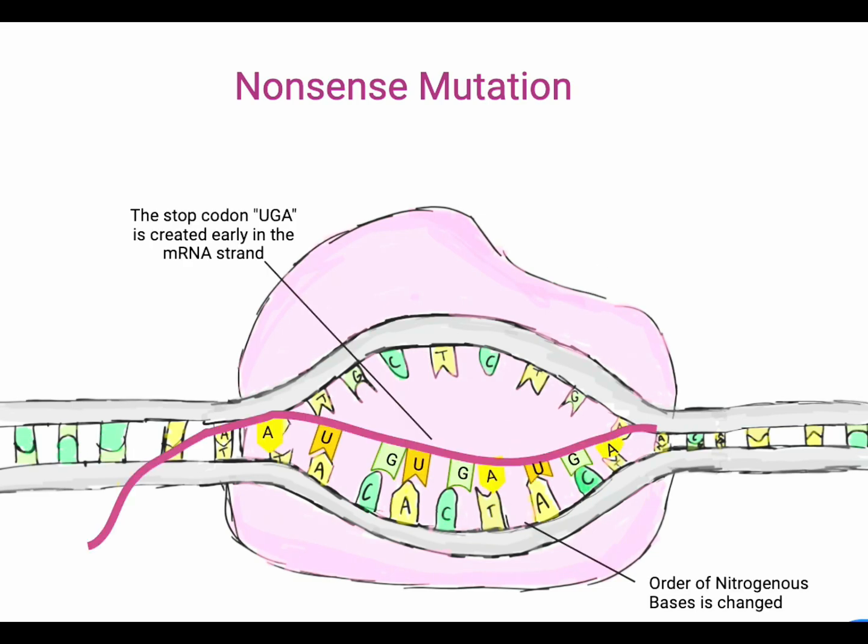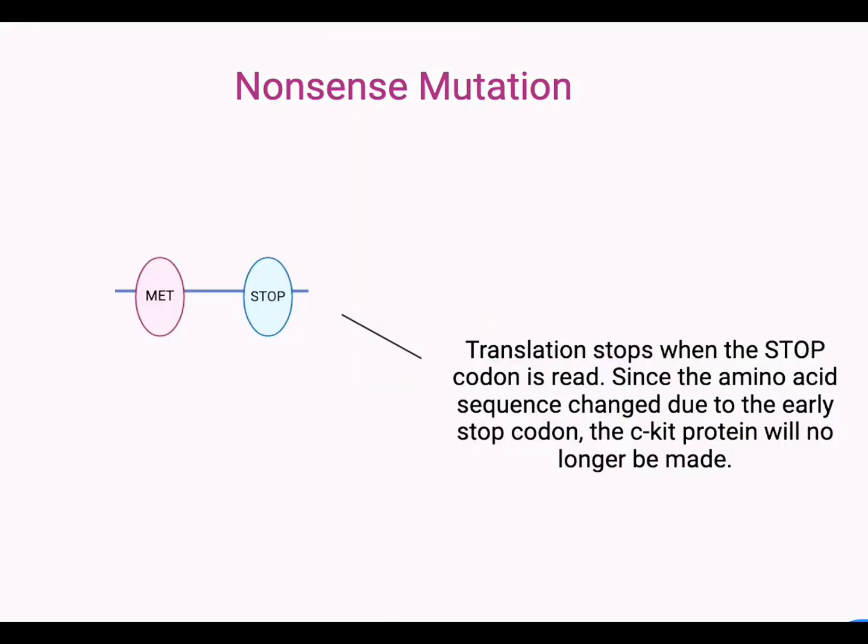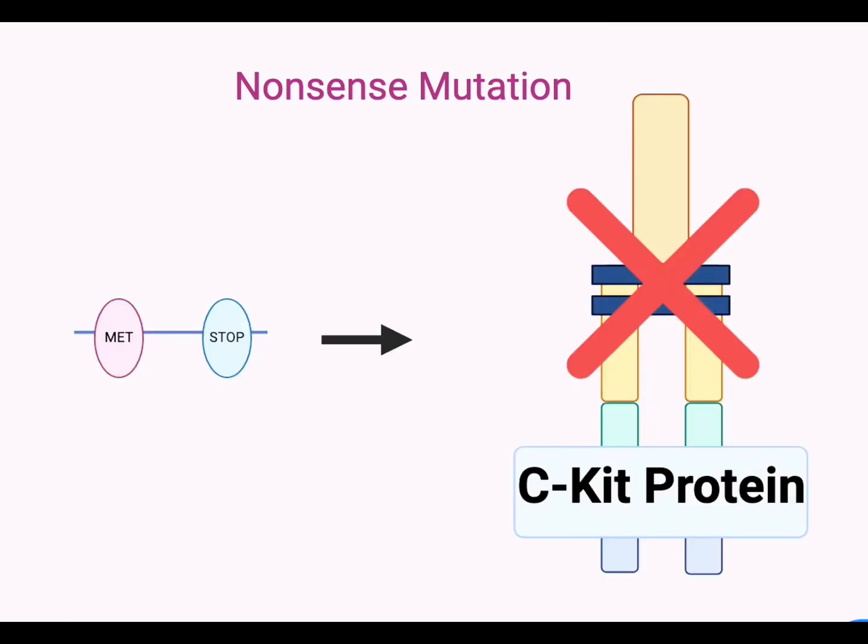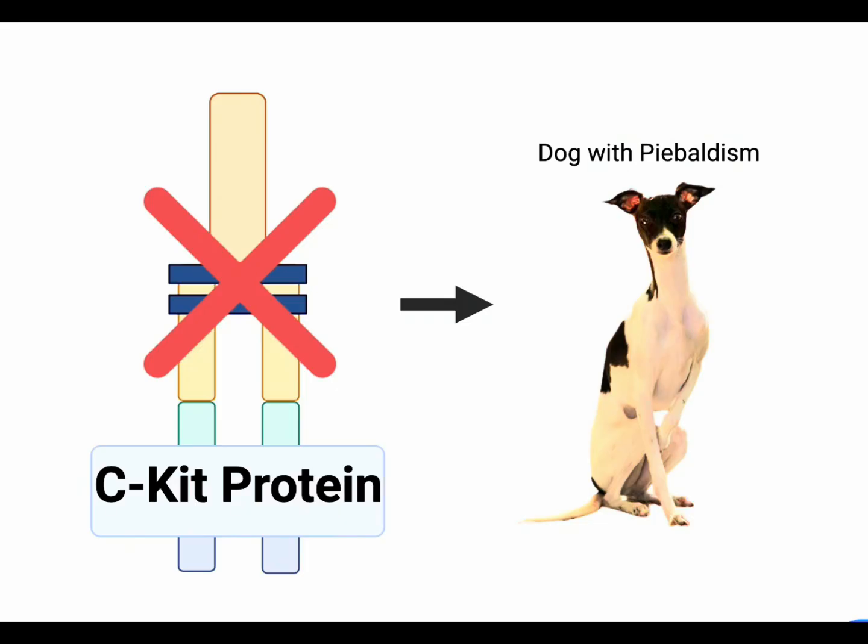Because of the point mutation, a nonsense mutation occurs where a stop codon is added to the strand of RNA prematurely and everything occurring after it is not accounted for. A stop codon stops the process of translation early, causing the c-KIT protein to not be created. This usually happens very early in a greyhound's life, as piebaldism is present from birth.